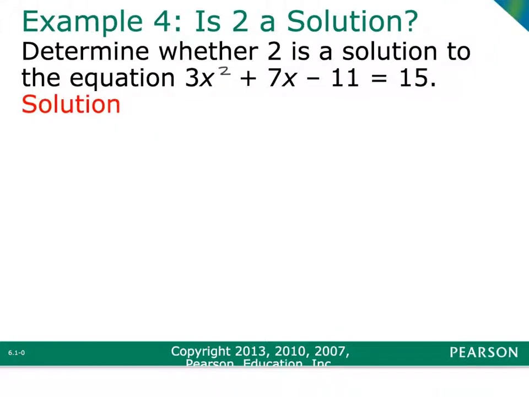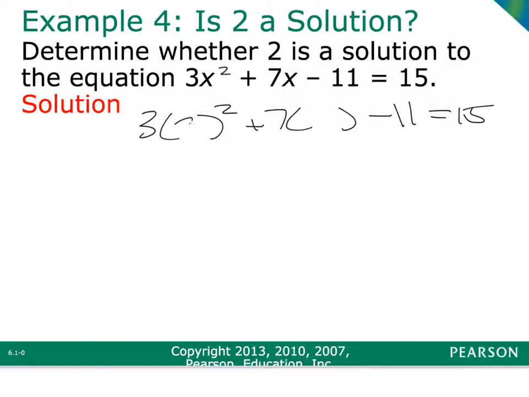Last example for today. Determine whether 2 is a solution of the equation 3x squared plus 7x minus 11 equals 15. Okay, so remember, if you want to decide if it's a solution or not, just take your equation and anywhere that you see an x in your equation, you're going to replace that x with the number they gave you. In this problem, they gave us the number 2. So this is going to read 3 times 2 squared, plus 7 times 2 minus 11 equals 15. So if I simplify that, I'm going to do my exponents first, which is my 2 squared. 2 times 2 is 4.